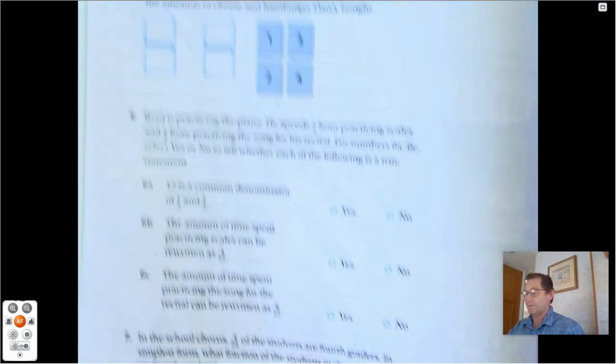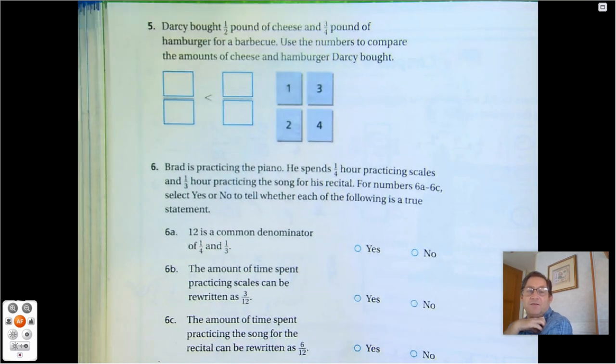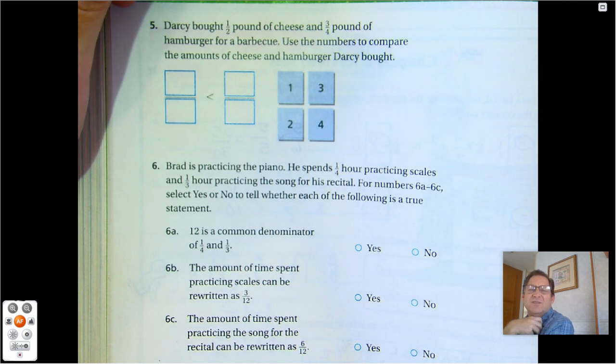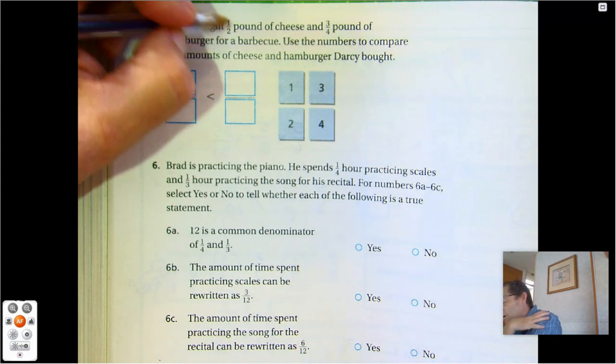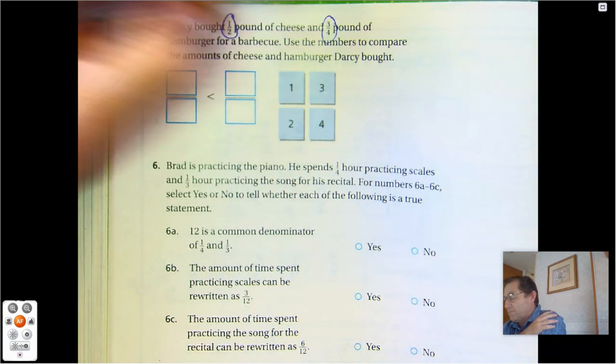Number 5. Darcy bought a 1/2 pound of cheese and 3/4 pound of hamburger for a barbecue. Use the numbers to compare the amounts of cheese and hamburger Darcy bought. Okay. We're comparing a 1/2 pound of cheese to 3/4 pound of hamburger.